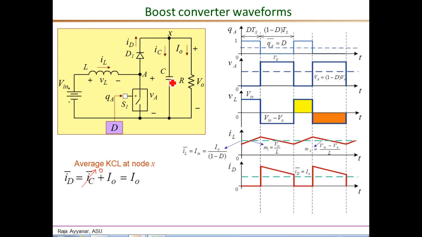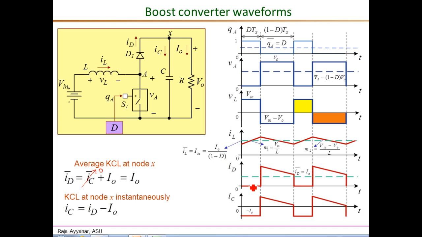Next, we will look at the capacitor current I sub C. To get the instantaneous capacitor current, again we can use KCL at the node x, but in an instantaneous sense. Instantaneously, IC is ID minus Io by KCL. Therefore, once we have the waveform of I sub D, point by point we subtract the load current Io, and then we get the capacitor current I sub C, and that is shown here. So this is essentially I sub D with its average value of Io removed to give I sub C.